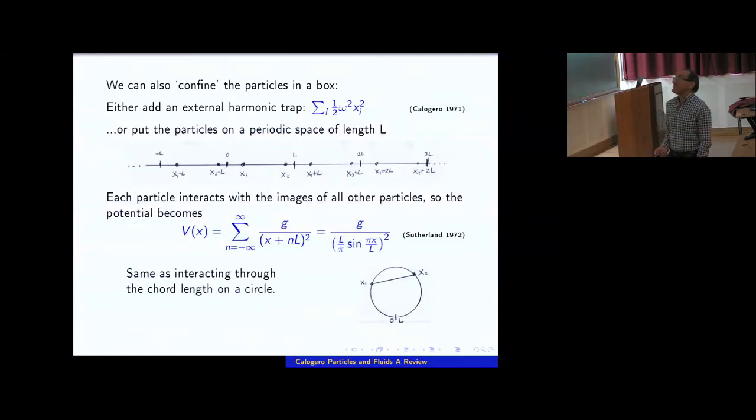But you can do things once you have this model. First of all, you can confine the particles. So you can confine the particles in a box. And that box could be either a harmonic trap, which is exactly what Calogero did after he solved the complete scattering problem. And it is also a special system.